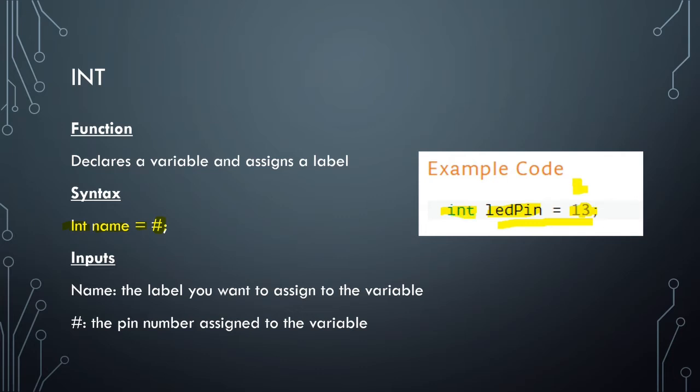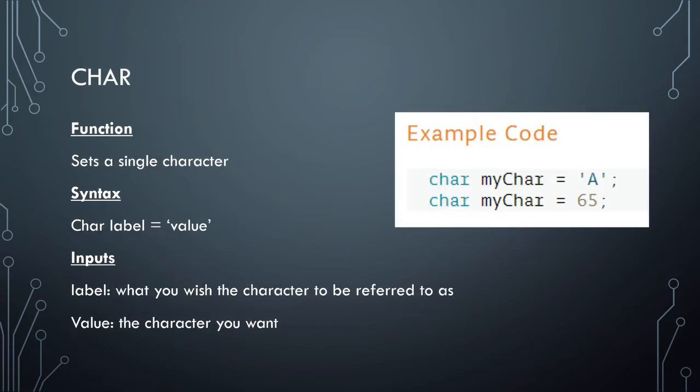In this case, this is an integer. So this is essentially a number that we're assigning a label. And there's other things that we can assign labels to that we'll take a look at. In addition to integers, we can also assign labels to what we call a character. So much like the alphabet is full of characters, right? We can declare characters with the char command.